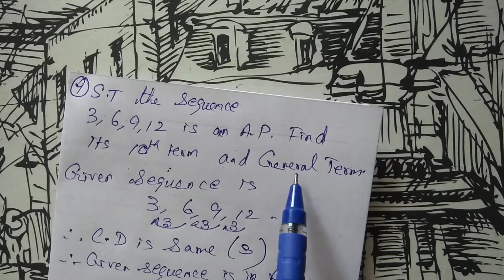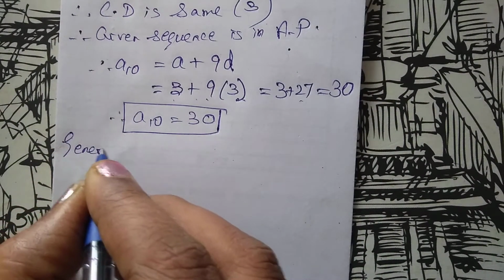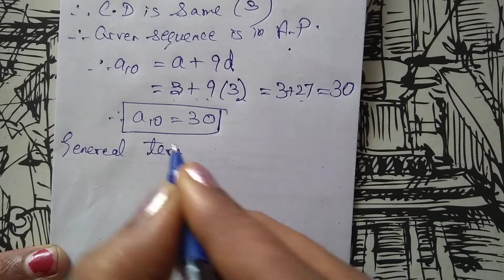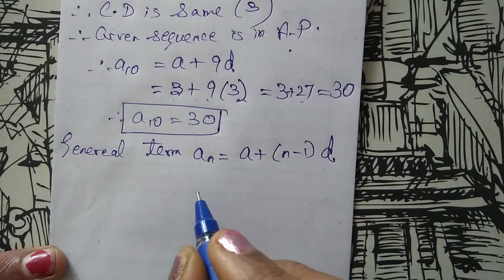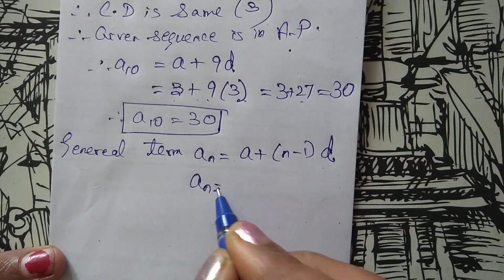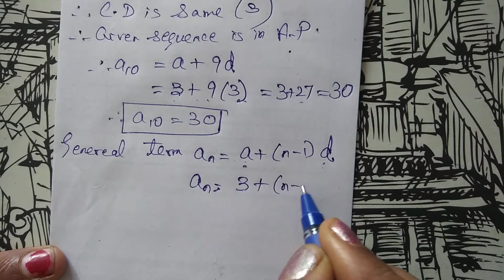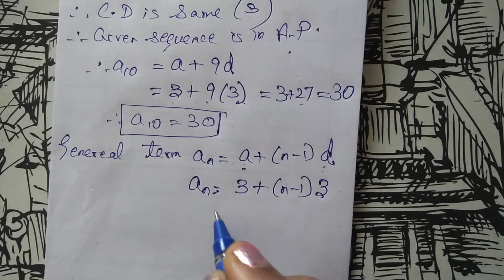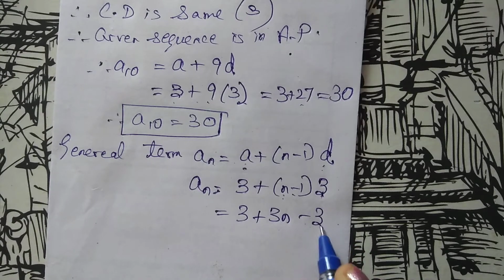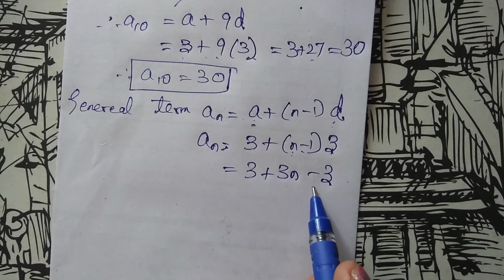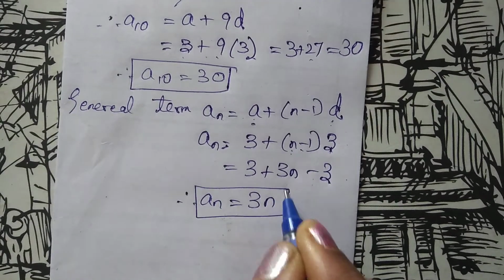Next, we have to find its general term. What is general term? The general term is An. An is what formula? A plus n minus 1 into d. General means we don't know what is n, but we can substitute the a value and d value. 3 plus n minus 1 into 3. Now 3 plus, we remove the bracket, n into 3, 3n, minus 1 into 3, minus 3. So you can see plus 3 and minus 3 get cancelled. Therefore the general term an is 3n.